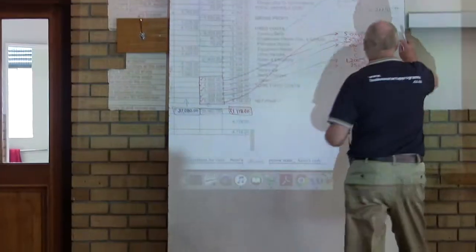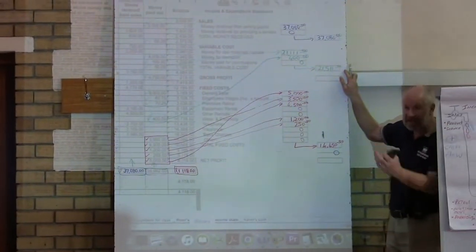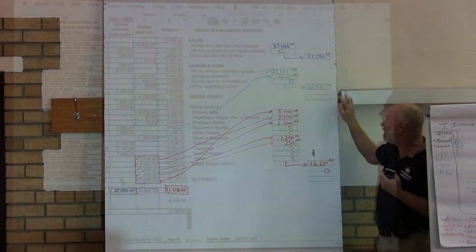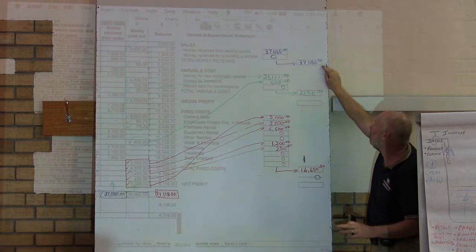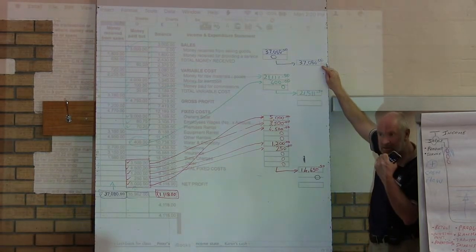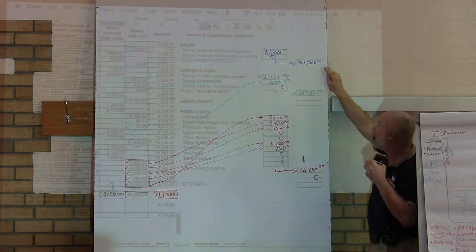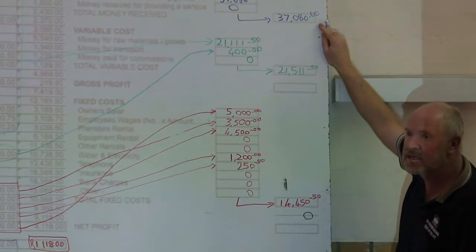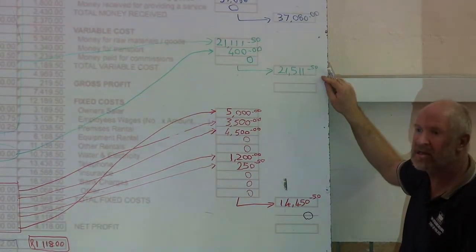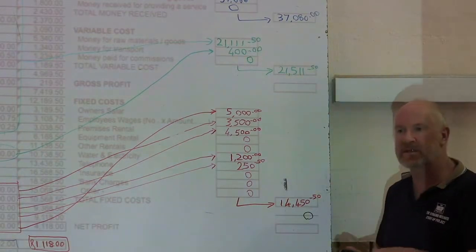The variable cost from the sales. Just now you subtracted it. Yes. So you take the amount of money that you've got from your sales, your 37,080 that you've got in from sales. That's how much money you've got in your pocket. That you've paid out 21,511. So you take 37,000 minus 21,511, which will give you your gross profit.